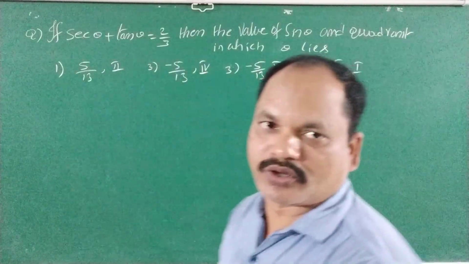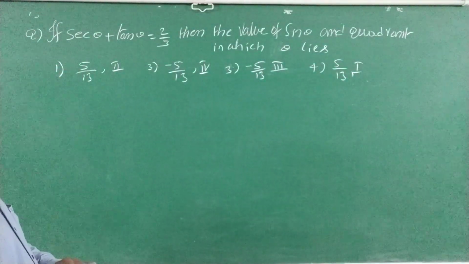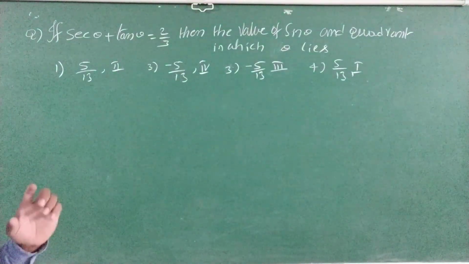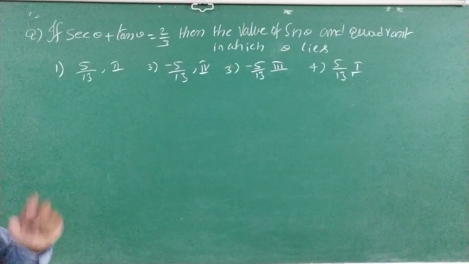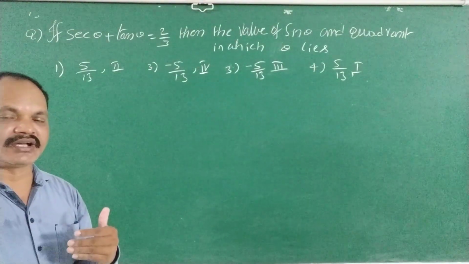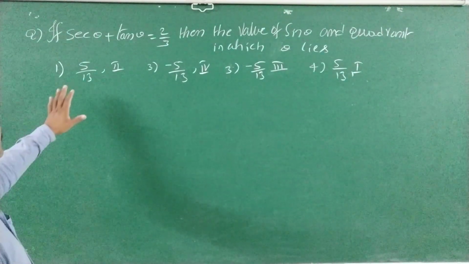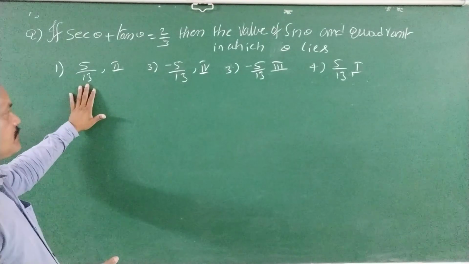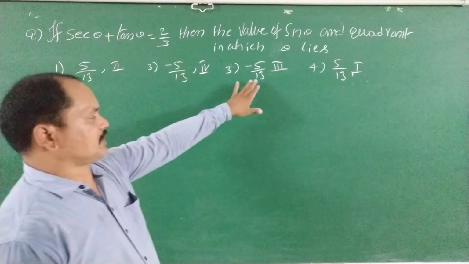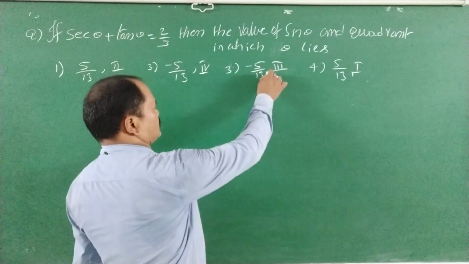Now we are going to one more model question. If secant theta plus tan theta is equal to 2 by 3, then find the value of sin theta and the quadrant in which theta lies. That means we have to identify the value of sin theta as well as which quadrant theta belongs to. The first option, the value of sin theta is 5 by 13 and second quadrant; minus 5 by 13 and fourth quadrant; minus 5 by 13 and third quadrant; and 5 by 13 in first quadrant.